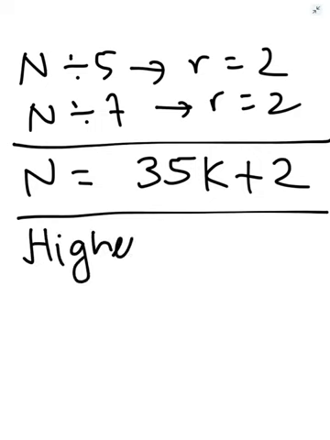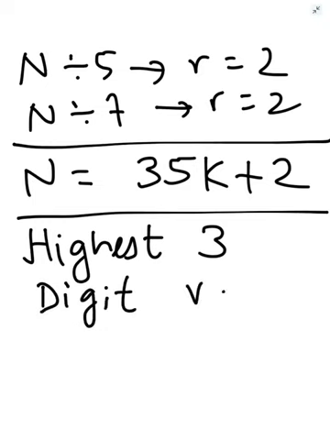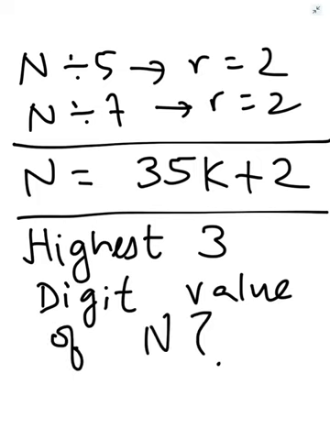Now suppose somebody asks you what can be the highest 3-digit value of number n in this case. What will be the highest 3-digit number n which when divided by 5 or 7 leaves the same remainder 2 in each case. So now what we have to do, how to solve this highest 3-digit number of n.